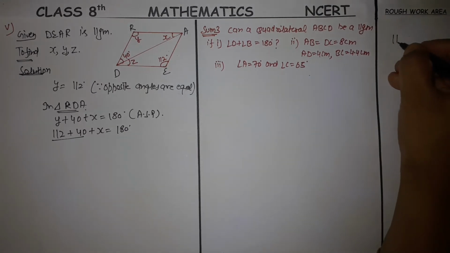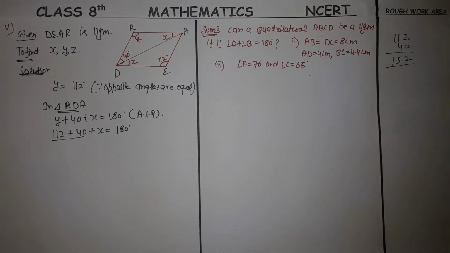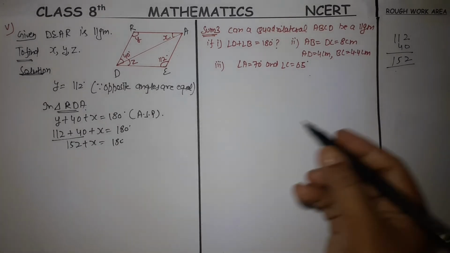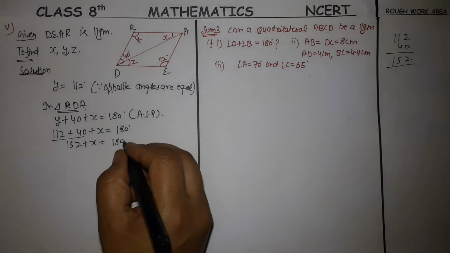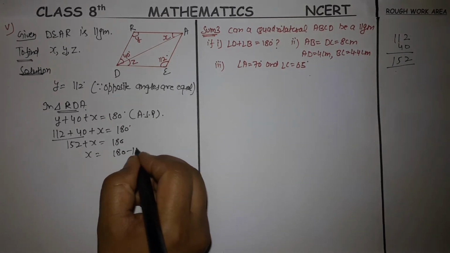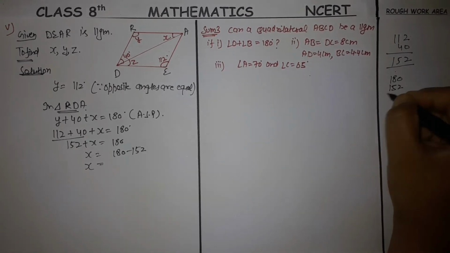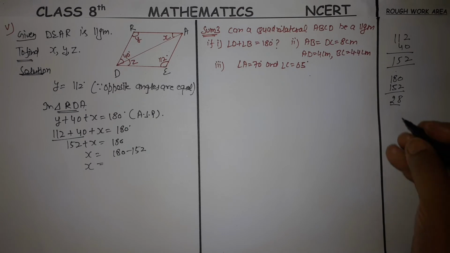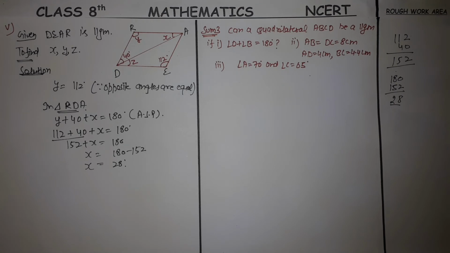Add in the rough work area. It will come to 152. You student also mark a line at the right side of the page for rough work in the notebooks. Then X equals 180 minus 152. Subtract, that is 28. Here X is 28 degrees.